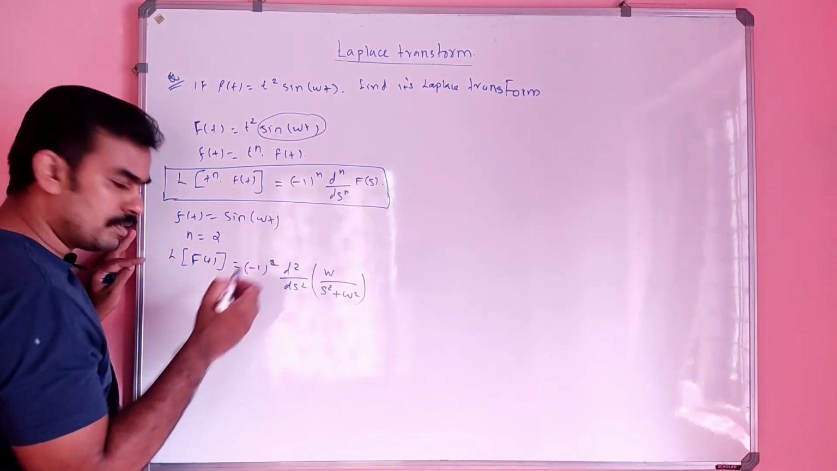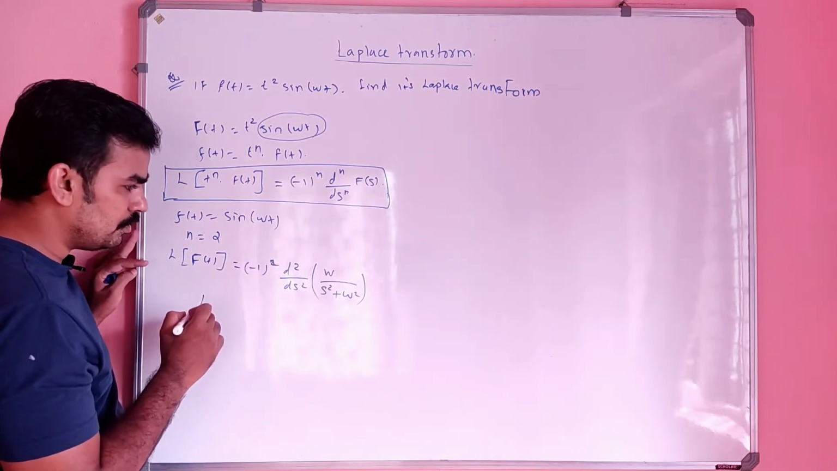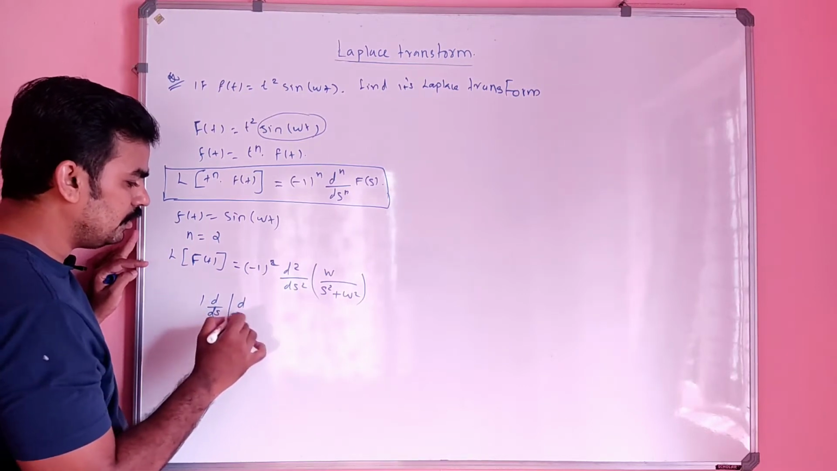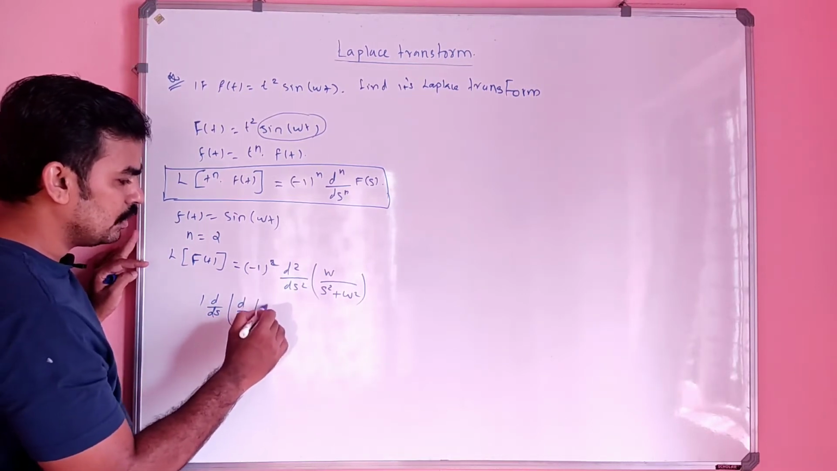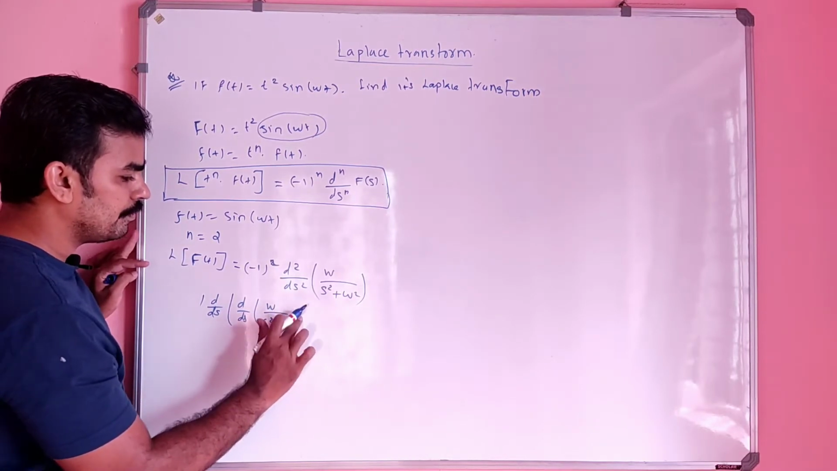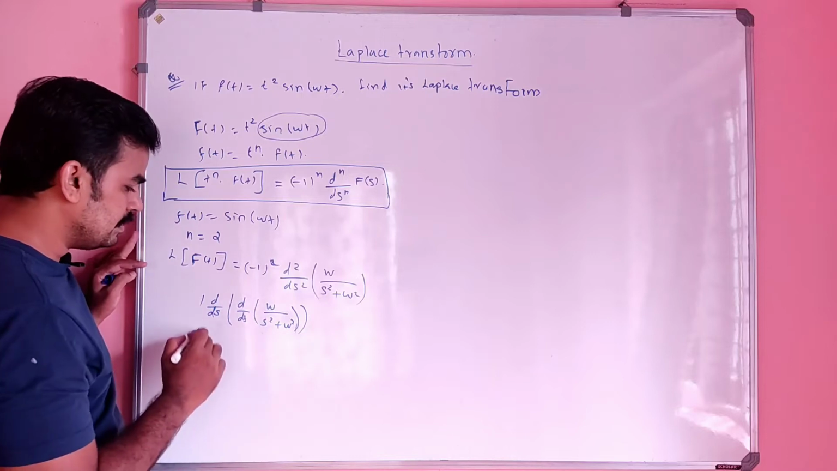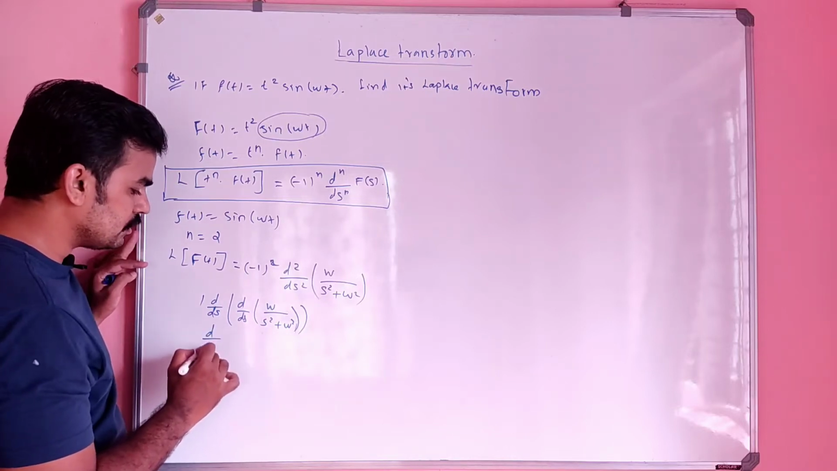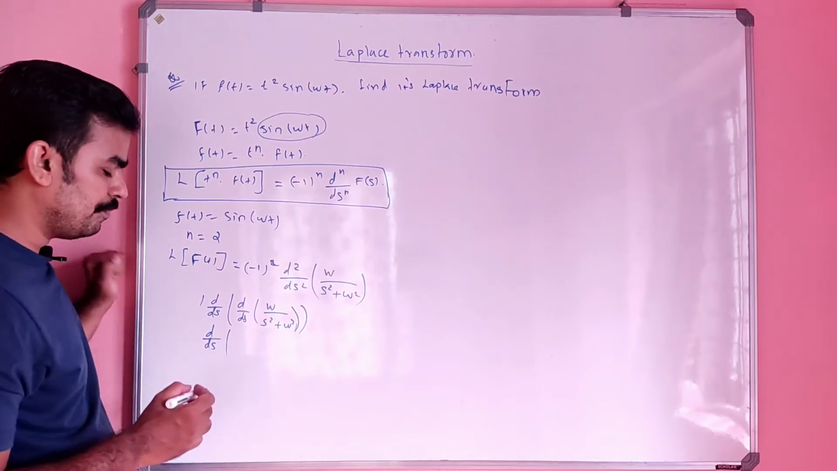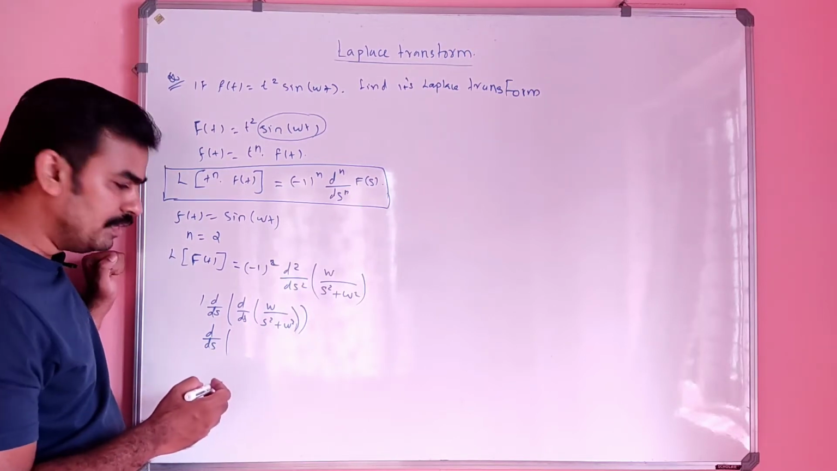So minus 1 the whole square is nothing but 1 itself, no doubt in that. That is d by ds of omega divided by s square plus omega square. Which is nothing but d by ds of that. See, how can we do this?